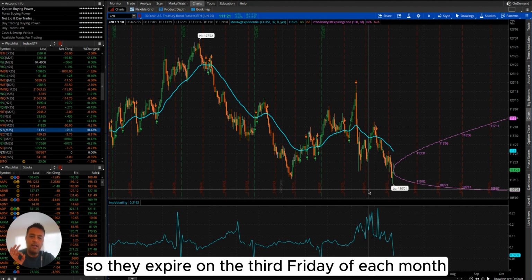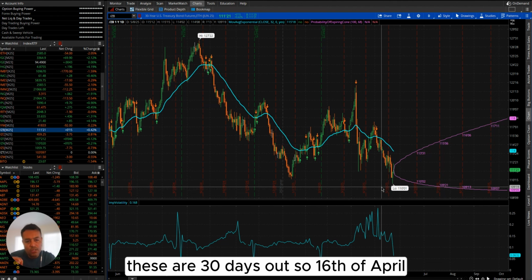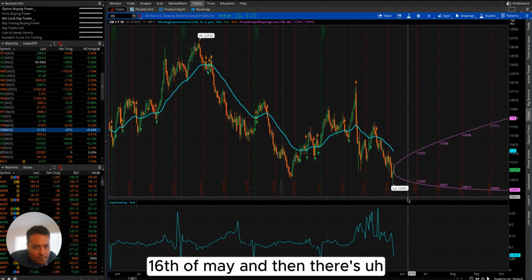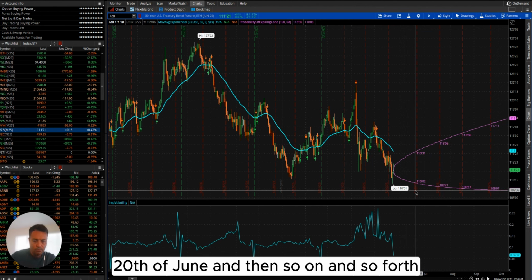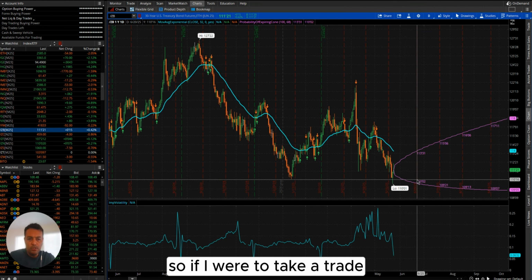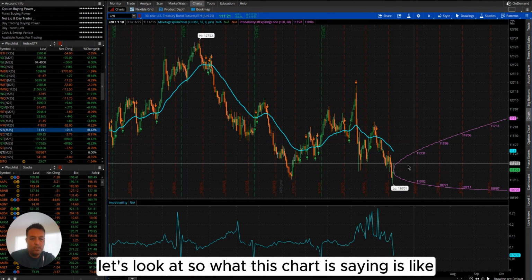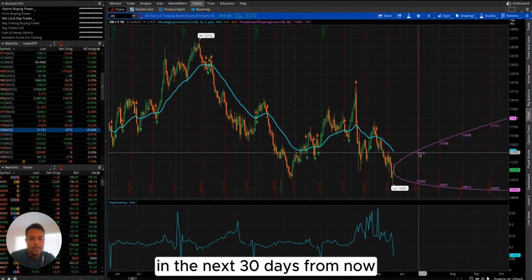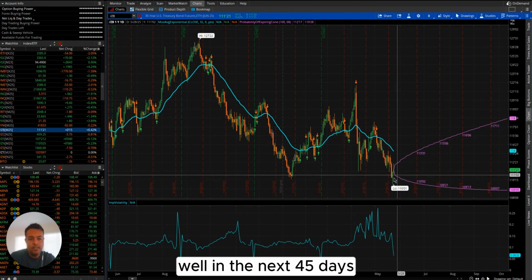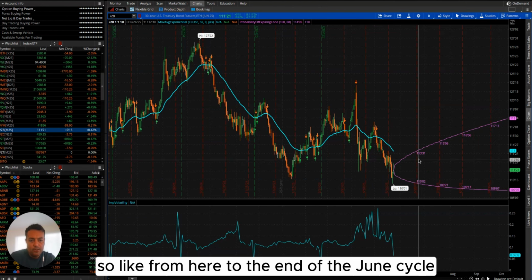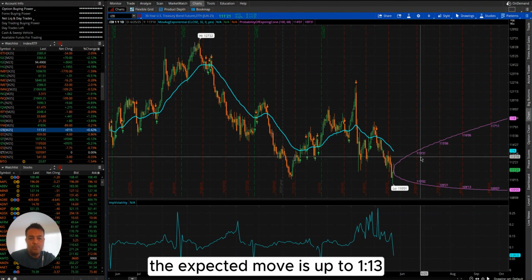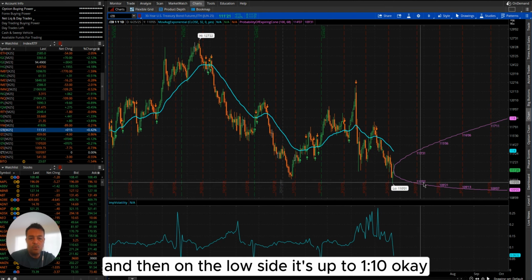So they expire on the third Friday of each month. These are 30 days out. So 16th of April, 16th of May, and then 20th of June, and so on and so forth. If I were to take a trade, what this chart is saying is that in the next 45 days, from here till the end of the June cycle, the expected move is up to 113, and on the low side it's down to 110.